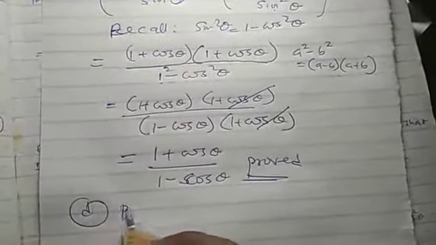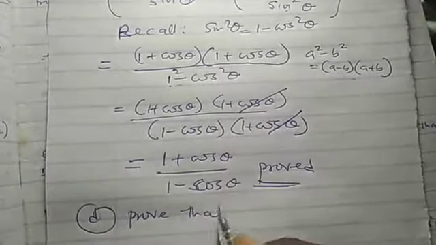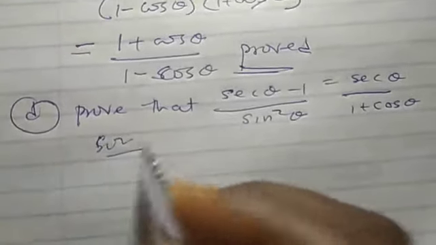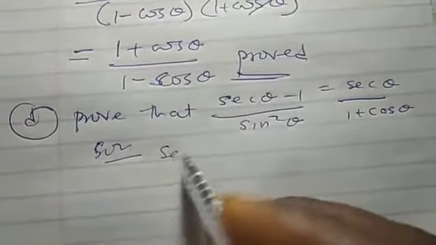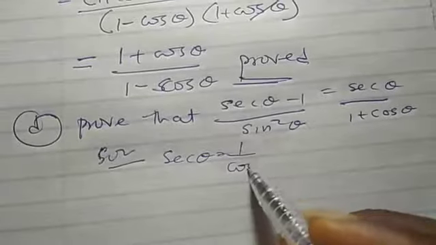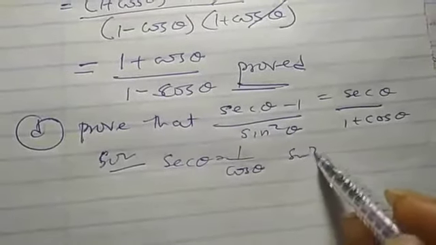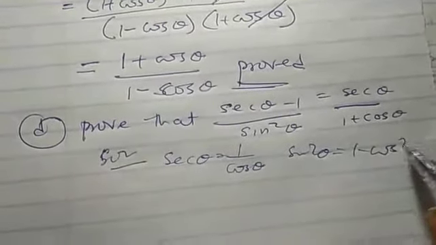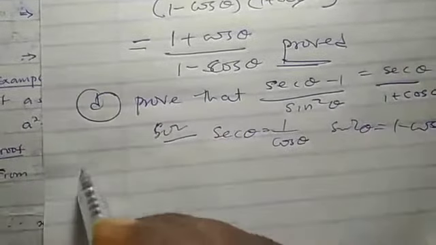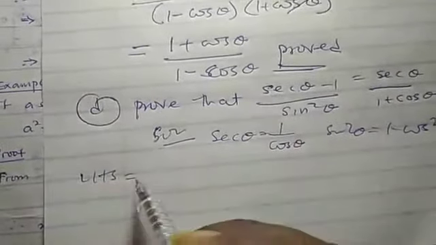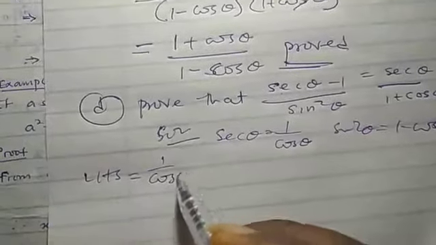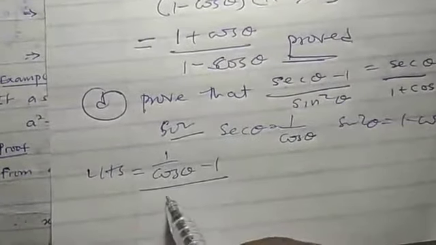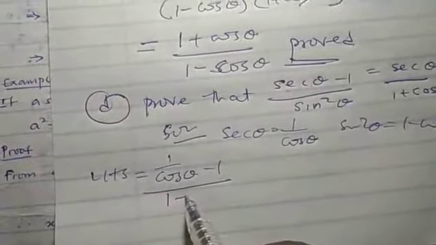So let's consider another example. Prove that... to solve this, we need to recall that sec is 1 over cos. Also, sin square theta is 1 minus cos square theta. Therefore, the left hand side here will become 1 over cos theta minus 1 over, this one will be 1 minus cos square theta.